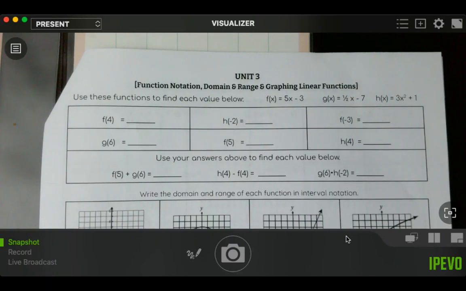Welcome to the review video for Units 3 and 4. If you haven't watched the one for 1 and 2, and you haven't done those pages, you might want to go do that first. Alright, let's just jump right in.